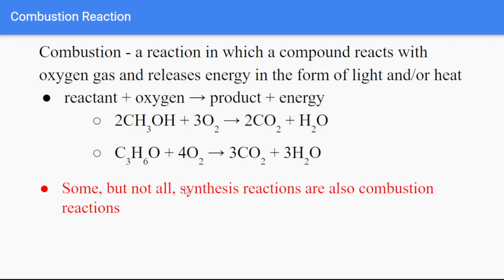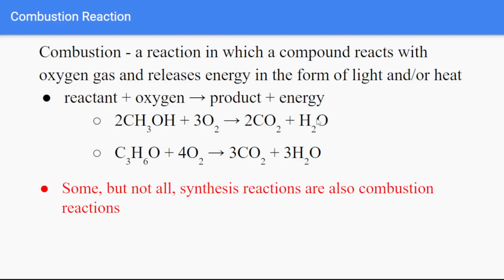synthesis reactions can also be combustion reactions. Not all synthesis reactions, though. All combustion reactions are synthesis, but not all synthesis are combustion. And it's strange, right? Because you go, how is this supposed to be a synthesis reaction? Well, you see the carbon and the oxygen here. You see the carbon and the oxygen there. Well, you get CO2. You see the hydrogen and the oxygen. Well, you have hydrogen and oxygen.